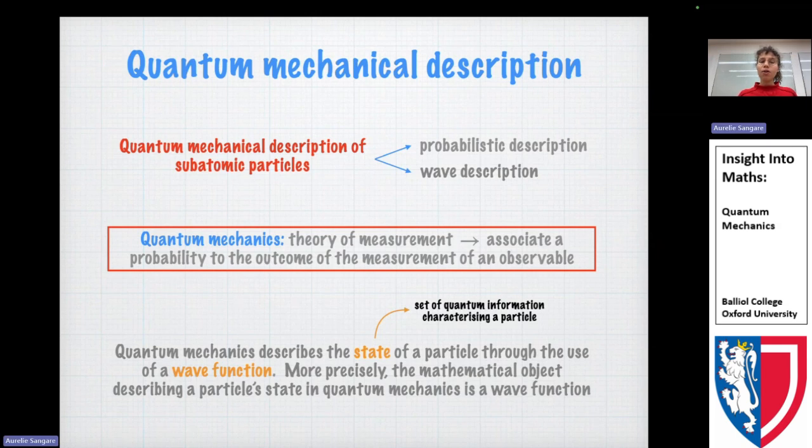Now, a particle has what we call a quantum state. The quantum state of a particle is just the set of quantum information which characterizes that particle. Quantum mechanics describes the state of a particle through the use of a wave function. To be more precise, the mathematical object that describes a particle state in quantum mechanics is what we call a wave function.